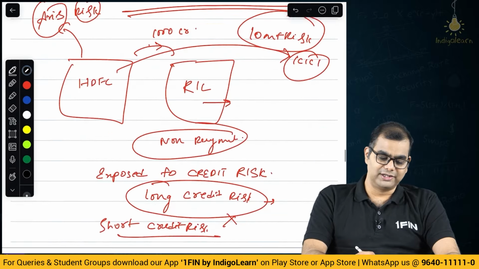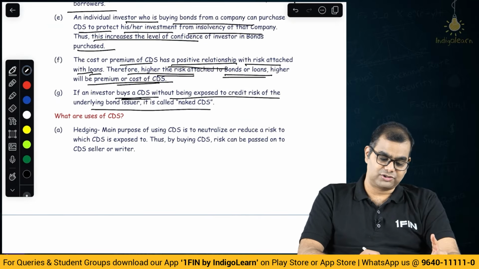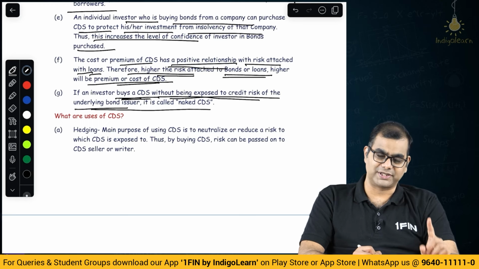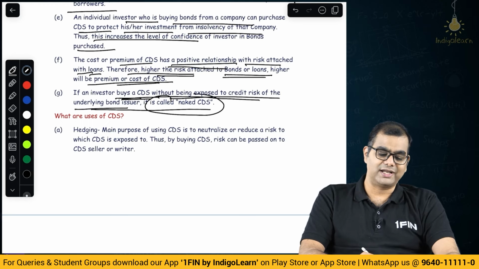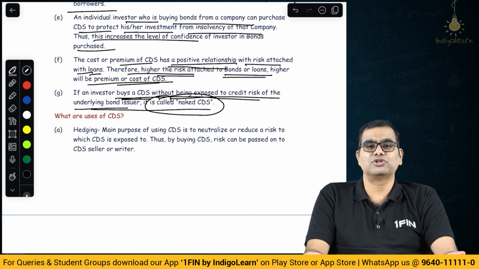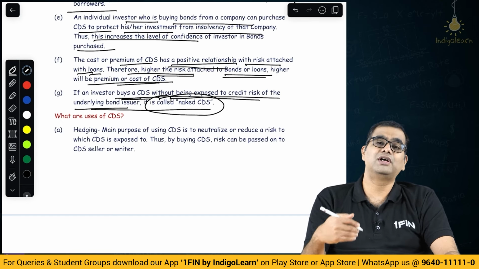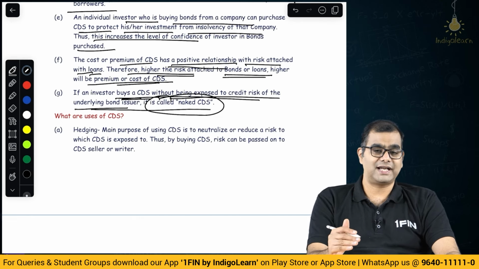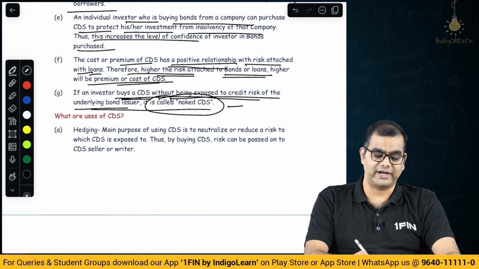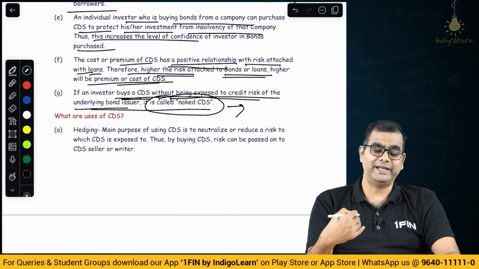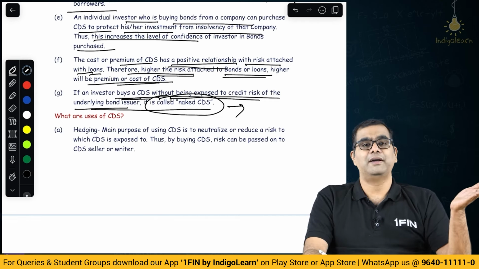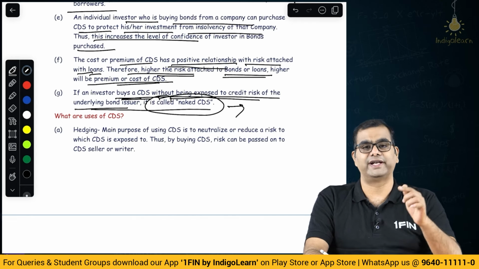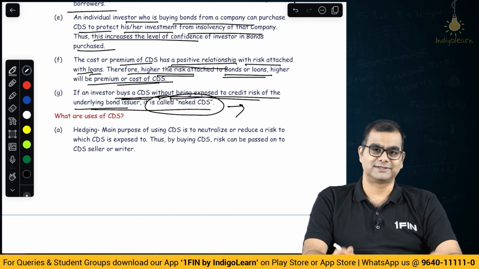So what you are basically doing is, an investor, student B, buys a CDS without being exposed to the credit risk of the underlying bond issuer, without having purchased a bond of AB Limited, then it is called a naked CDS. Basically, you are not exposed, even then you are buying. So you are shorting a risk. See, when you initially purchase a CDS, I told you, you are shorting a risk. When you purchase a bond, you long the risk. When you purchase a CDS, you are shorting the risk. Here, you have shorted the risk, it's a naked CDS, because you don't have a back-to-back loan transaction for which you are taking the CDS. That is called a naked CDS.